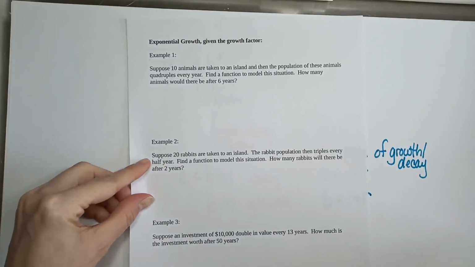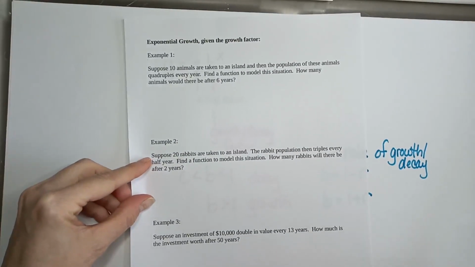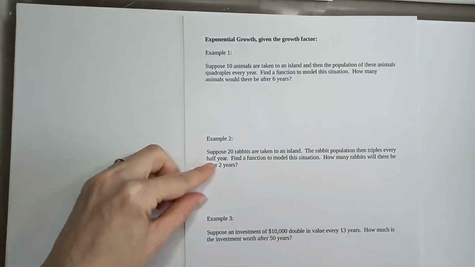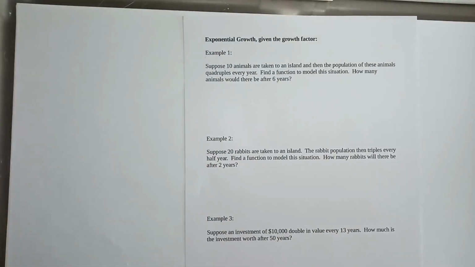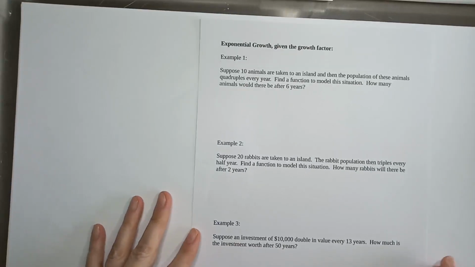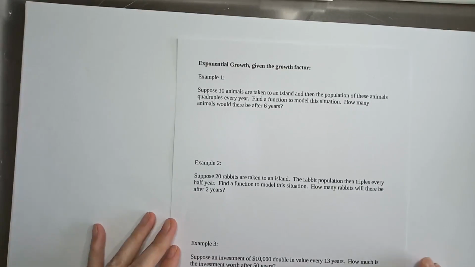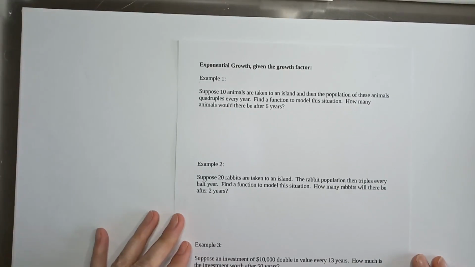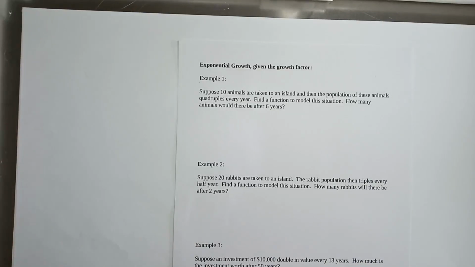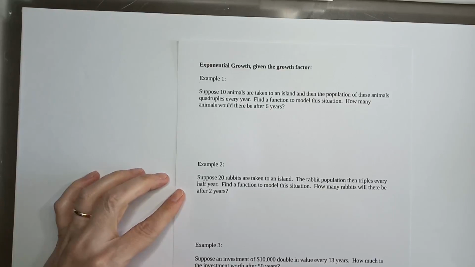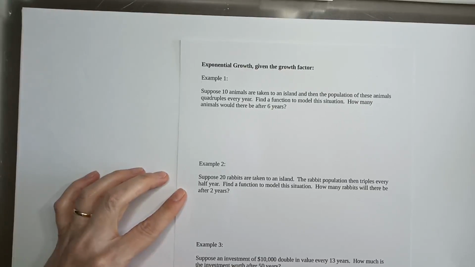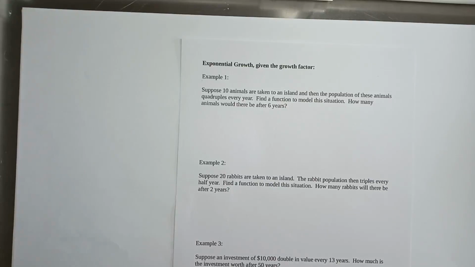So we're going to do 3 word problems together, and then I have some homework for you that is very similar to these. So let's take a look at the first one that I have here. Suppose 10 animals are taken to an island, and then the population of these animals quadruples every year. Find a function to model this situation. How many animals would there be after 6 years?